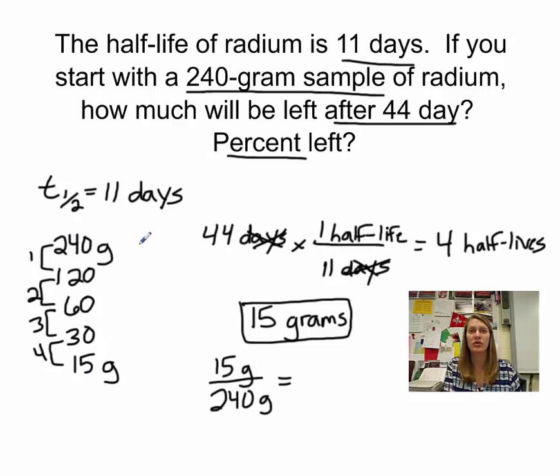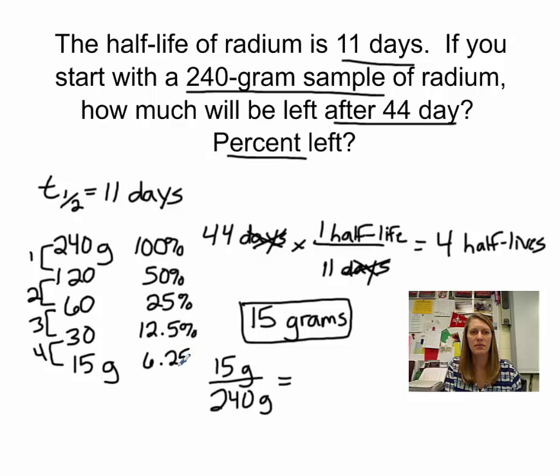So when I started with 240 grams, I started with 100% of the sample. So I'm going to write 100%. That gets cut in half to 50%. That gets cut again into 25%. And I keep on working my way down. I can even draw the brackets in here if I want to check my work. 1, 2, 3, 4 half-lives. And I am left with 6.25%. Either way will get you the same answer.